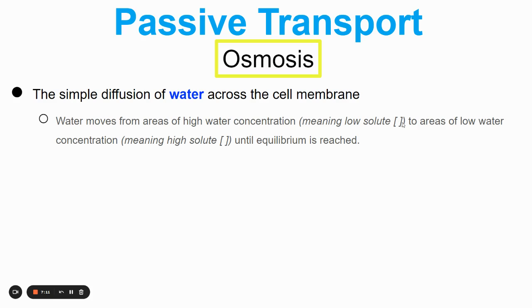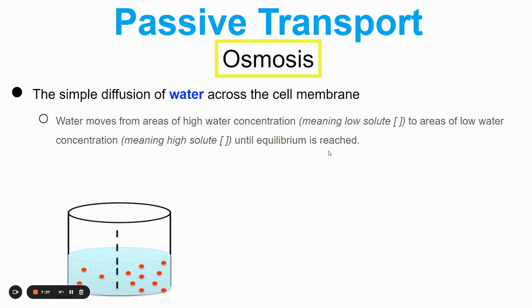This little symbol here, the two closed parentheses, if you remember from chemistry, reminds us that they're talking about the concentration, how much of something there is. So if we're going from high water concentration to areas of low concentration, that means that we're going from a low solute to high concentration. I know I sound like I'm talking circularly, but let me tell you how I remember this.